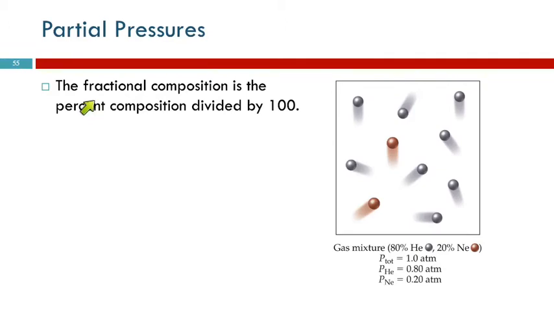So fractional composition, what is that? That's the percent composition divided by 100. If something is 50%, that's half, right? 50% is 0.5. You take 50%, you divide by 100, you get 0.5.